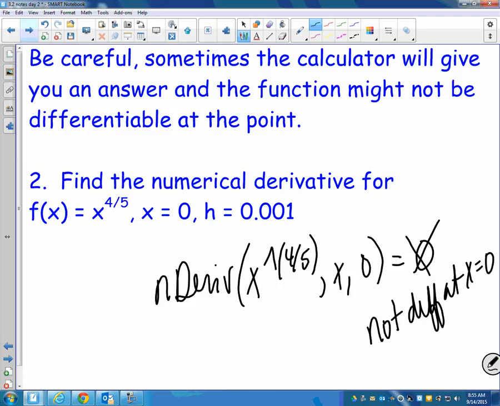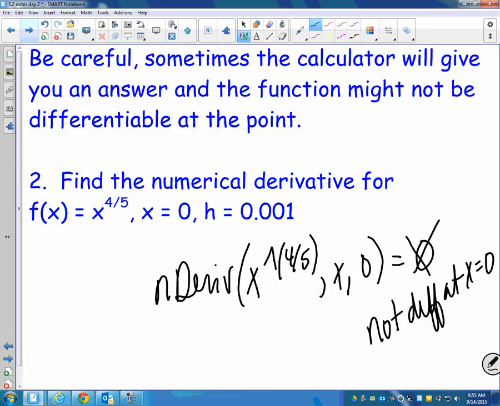I don't think the AP test would ever trick you. On the AP test, on the part that they give you the calculator for, it's really awful functions that they give you the calculator for. Something like this isn't that hard to differentiate once we learn the rules this week. But just know that that can happen, and so just be aware of it.